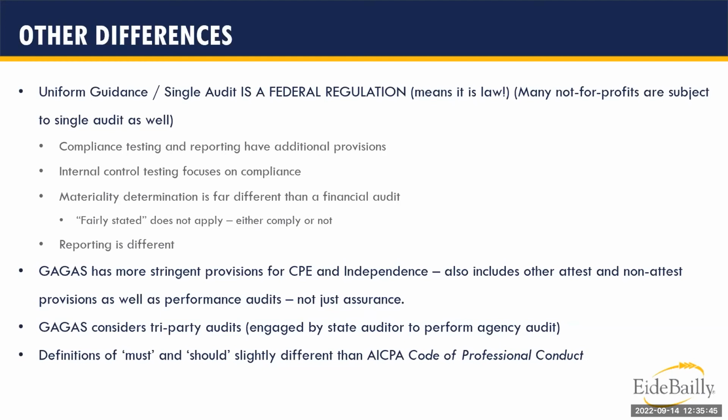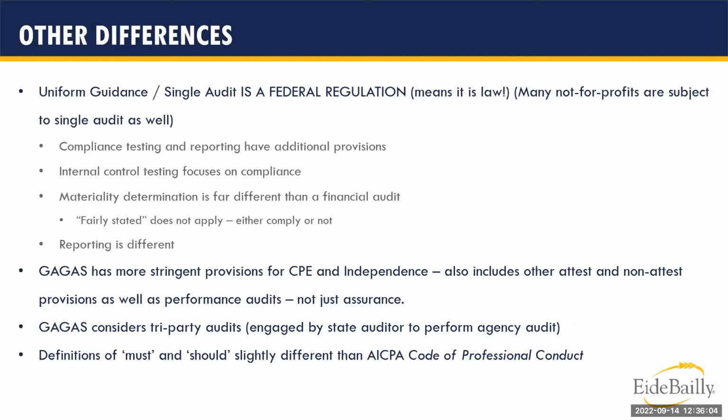Now, governments also engage in special types of audits called three-party audits. Now, that's not heard of in for-profits and not-for-profits. A three-party audit is where an oversight body, such as a state auditor, engages an independent auditor to perform a piece of a larger audit, and that is common.